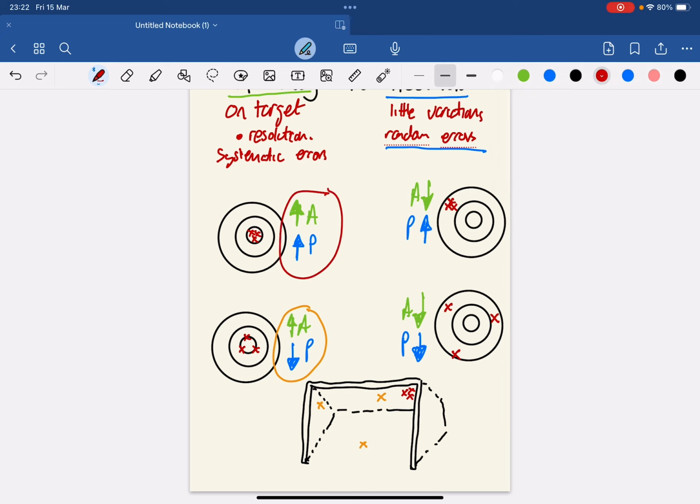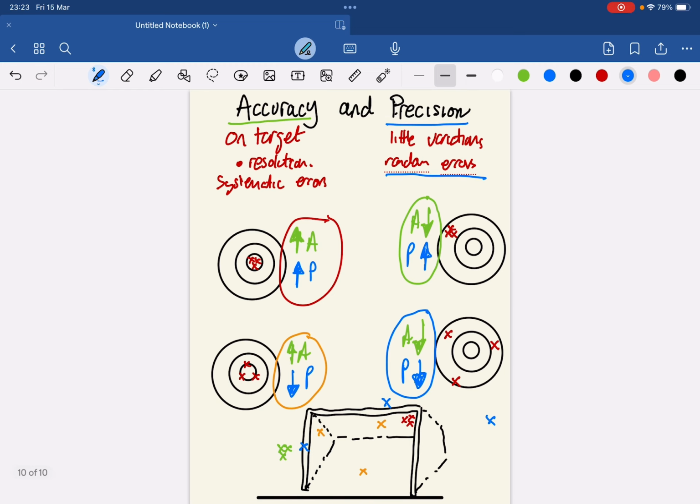And let's take a look at a low accuracy but a high precision. So in this case here, they're going to miss the target, but they're all going to end up in roughly the same place. And lastly, they're not going to be accurate and they're not going to be precise. So one might hit the post, one might go over the bar, and one might hit a poor fella in the stand over here. So I hope that goes some way of explaining the difference between an accurate experiment and a precise experiment, and the differences between them.